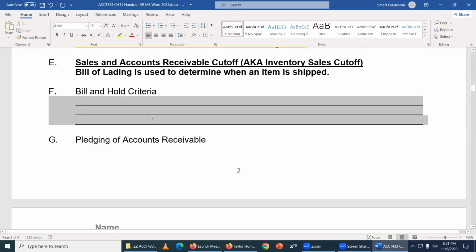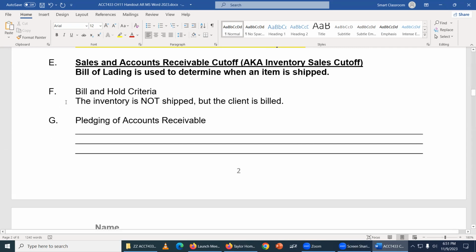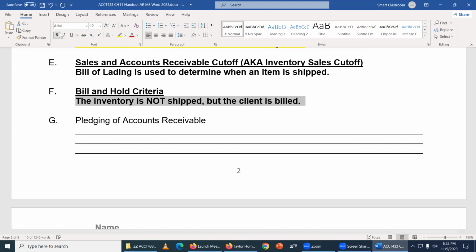Bill and hold. Okay, this is when the item, I should say the inventory, is not shipped, but the client is billed. This is a very tricky one. Why is that one so tricky?